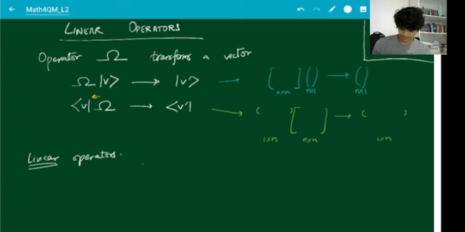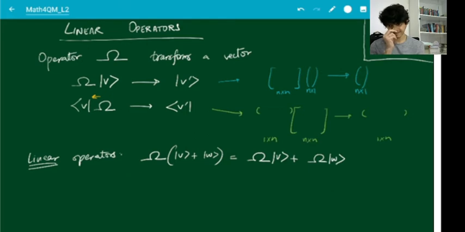Linear operator means that if I operate this omega on a sum of two kets, so v plus w, then I can just split it up and call it omega v plus omega w. And if there's a scalar multiplication, so omega acting on a times v, where a is a scalar from the field, then I can just pull the scalar out and I get a times omega v. So this is what I mean by linear operator.